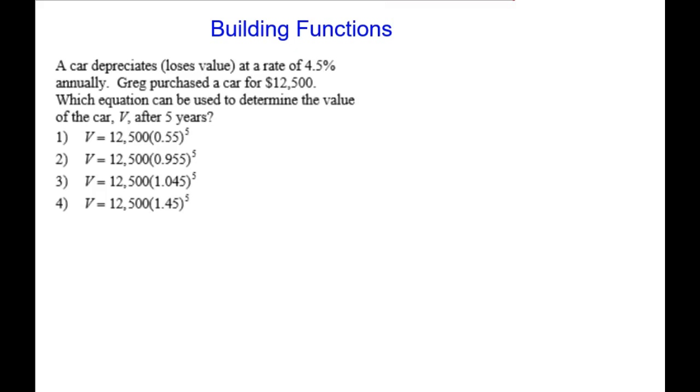Now to the last example. A car depreciates at a rate of 4.5% annually. Greg purchased a car for $12,500. Which equation can be used to determine the value of the car, V, after 5 years? So I want you to go through and think about which of these 4 equations would best model the value of the car after any given number of years.